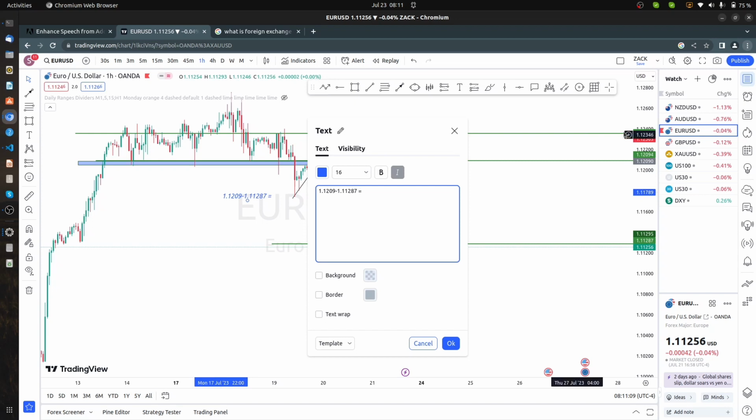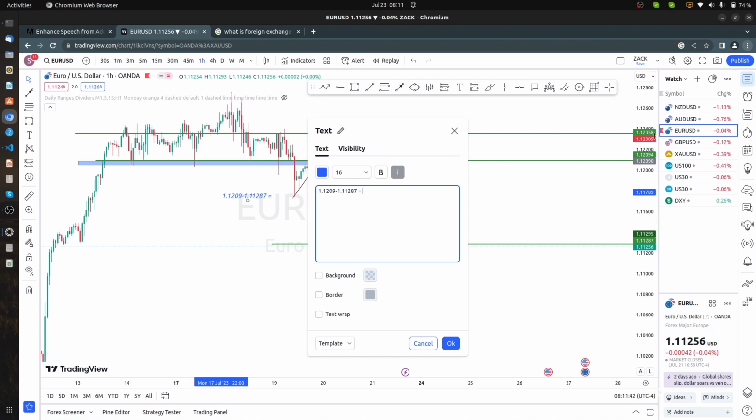We don't use the last digit because the last digit is called the pipette value. You can see it's to 5 decimal places, so we'll just consider the first 4 decimal places. This last value is very insignificant, hence we call that a pipette value. So we are going to take that and do the maths. Let's see what we'll be getting. 1.1209, then minus 1.11287.